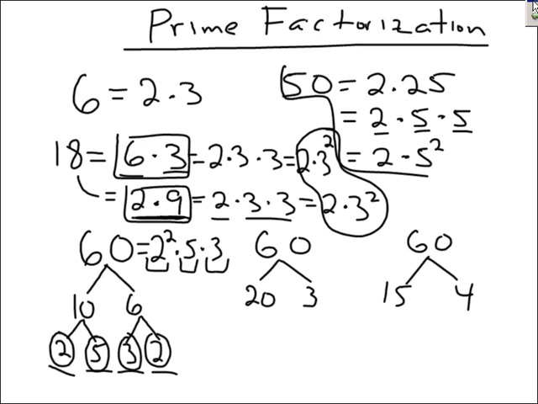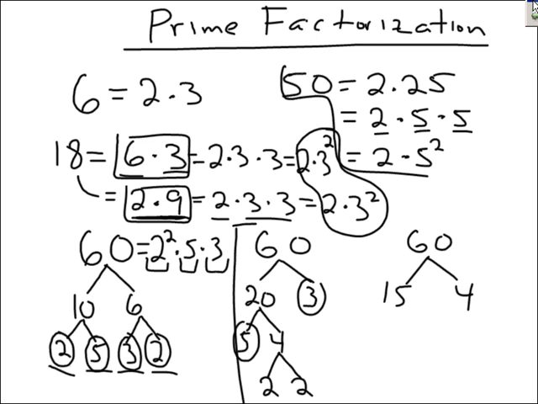Okay, now let's do the middle one. 3 is prime. We're done. Now 20. Here we have an option. Maybe a few options. 20 is 2 times 10 or 4 times 5. You pick one of them. 5 times 4. 5 is prime, but 4 is not. 4 is 2 times 2.